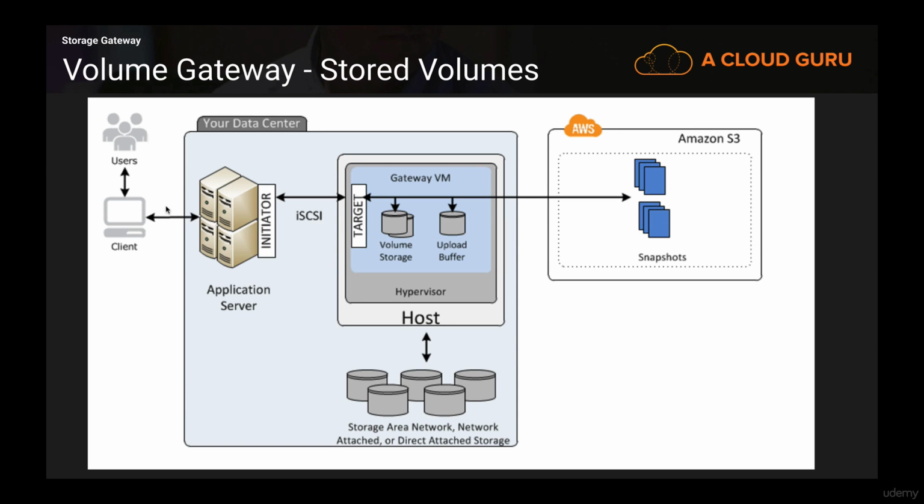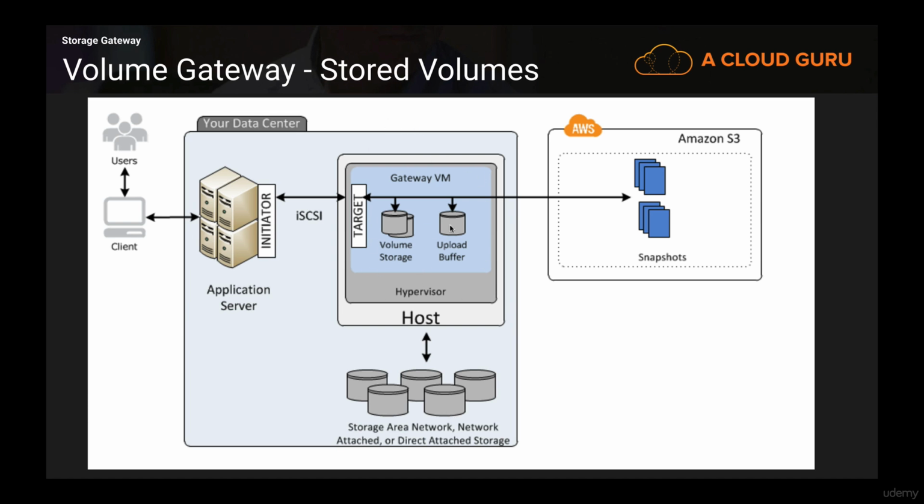So over here, we've got our users and our clients. They're talking to our application servers, which might be our web servers. And then the web servers have an iSCSI connection, and basically they're seeing these virtual volumes, virtual hard disks. And then these virtual hard disks are provisioned by the storage gateway. We have an upload buffer, and all of these virtual hard disks are stored on your own physical infrastructure. So if it's a virtual hard disk that's 1 terabyte in size and it's not thinly provisioned, it's going to take up 1 terabyte's worth of space on your storage area network or on your physical devices.